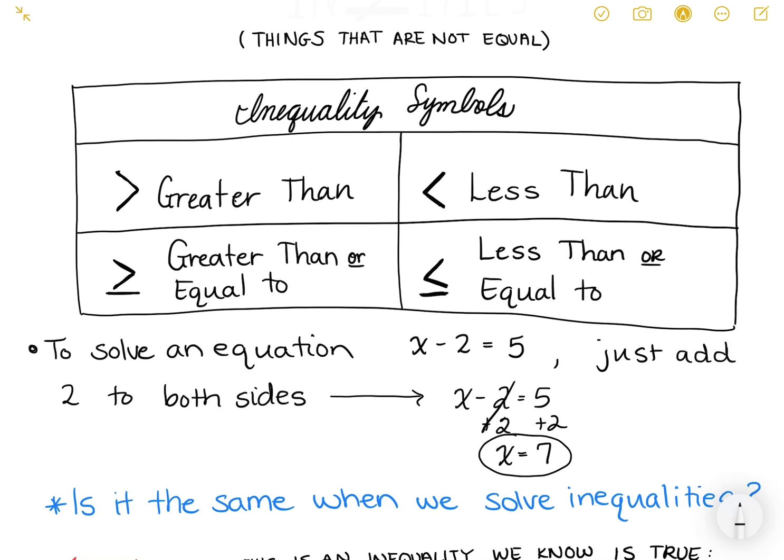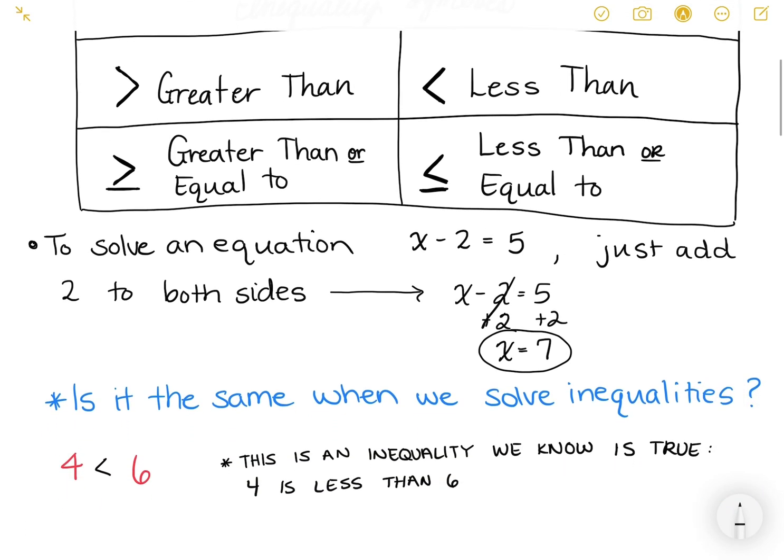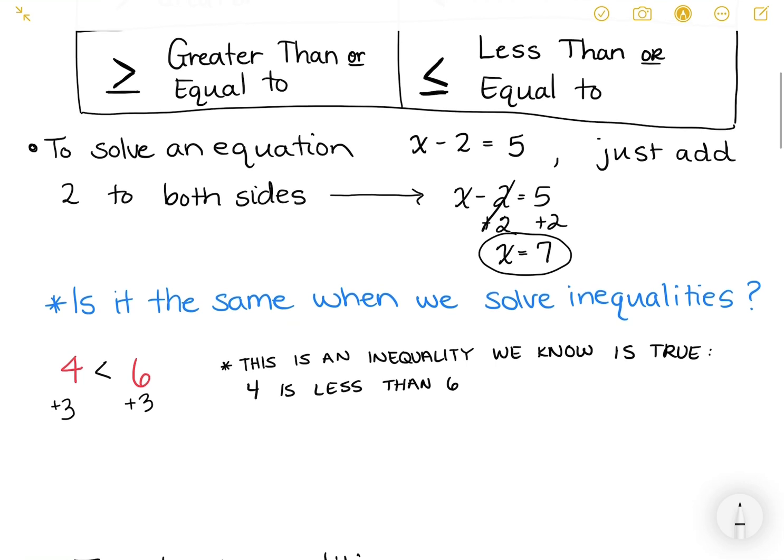In order to answer that question, let's start with an inequality that we know is true. For example, we know that 4 is less than 6. This inequality is true. So what happens if we add the same number to both sides of this inequality? Will it still be true? I'm going to add 3 to 4 and 3 to 6. So I'm adding the same number to both sides to see if the inequality statement is still true.